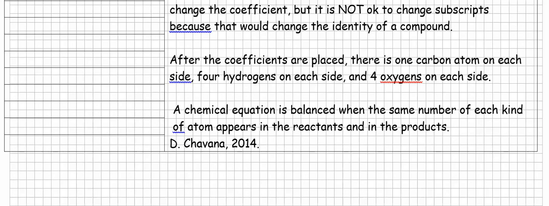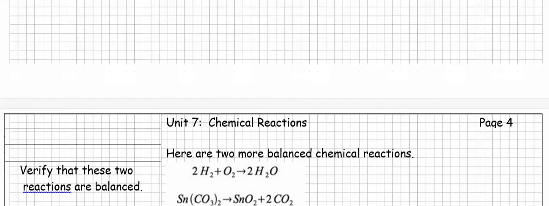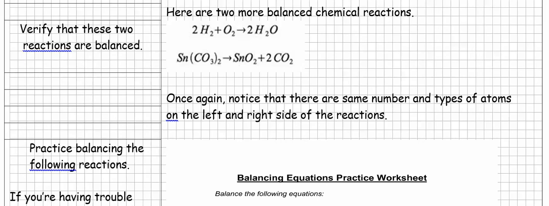All right. After the coefficients are placed, there is 1 carbon on each side of this reaction, 4 hydrogens on each side, and 4 oxygens on each side. We're balanced. A chemical equation is balanced when the same number of each kind of atom appears on the reactant and the product side. Okay, I think we've got that now. All right, let's take a look at a couple of different reactions here.